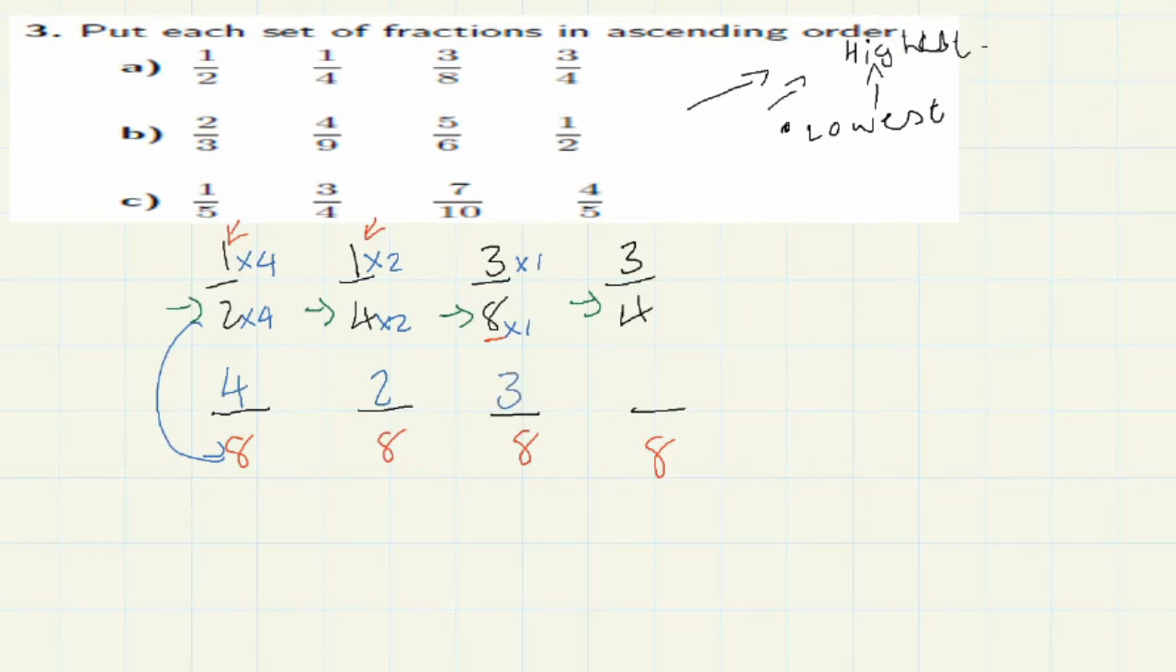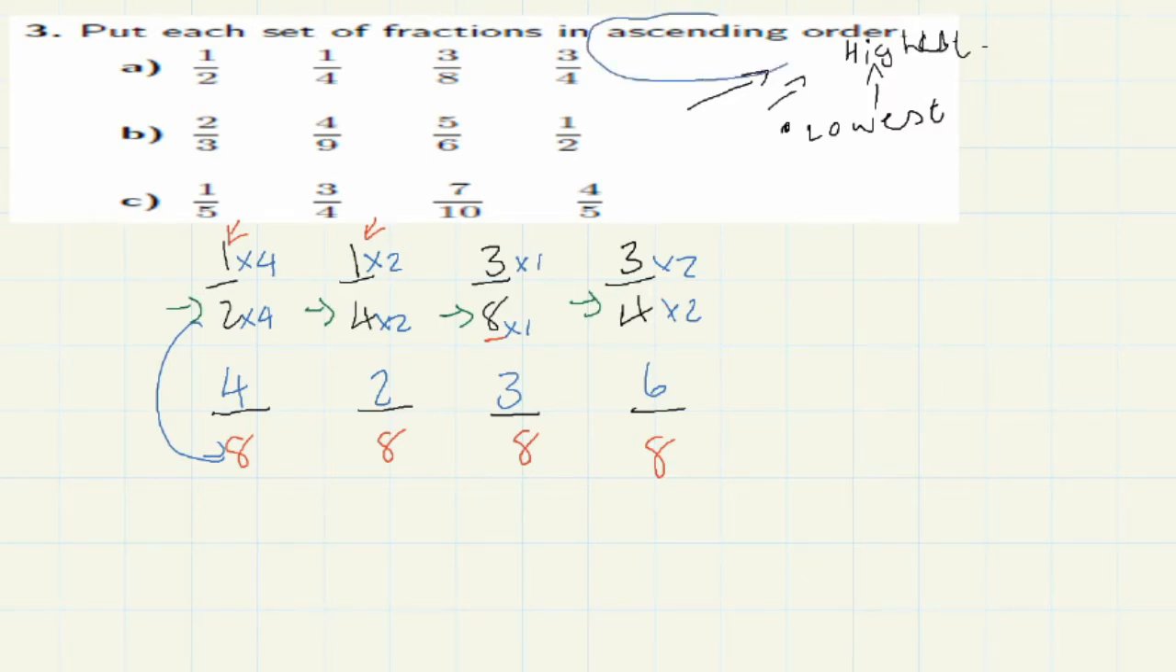Again, we've got 4 as a denominator. I need to multiply by 2 to get to 8. I multiply the 3 by 2, and I get 6. Now I have all the numbers as equivalent fractions, and now it's really easy to order, because all the bits are exactly the same.